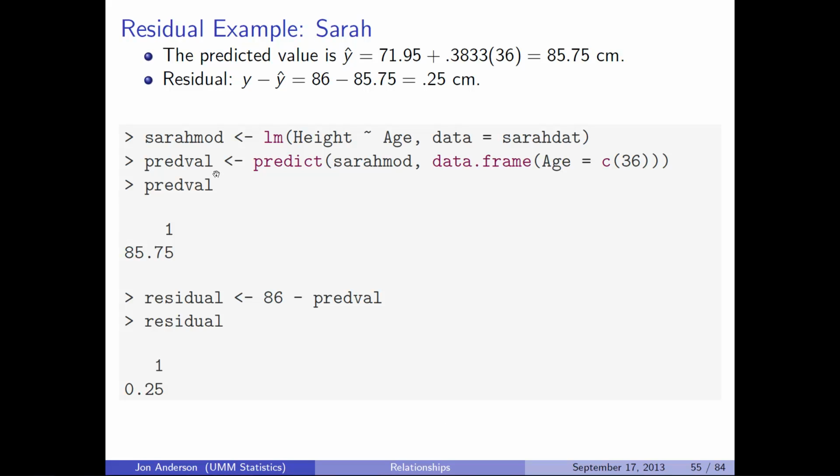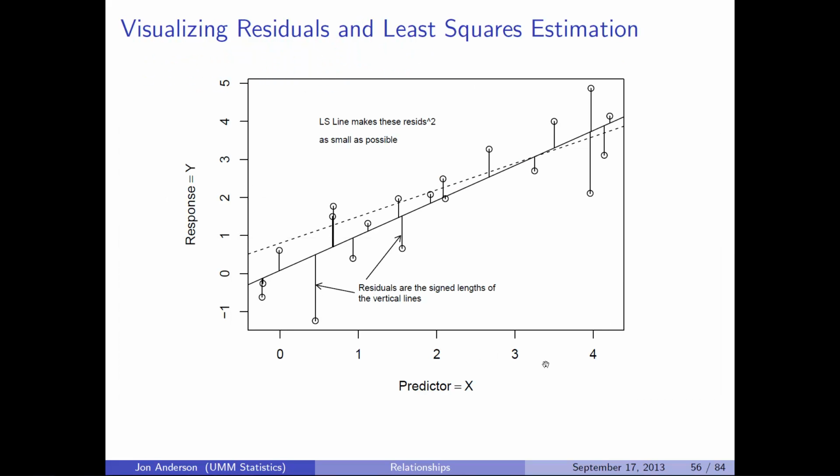How do we get all this stuff? Well, we have the estimated summary model for Sarah. We have the prediction, the y hat, for when she's 36 months of age. And so the residual would just be the actual of 86 minus the predicted, for a residual of 0.25.